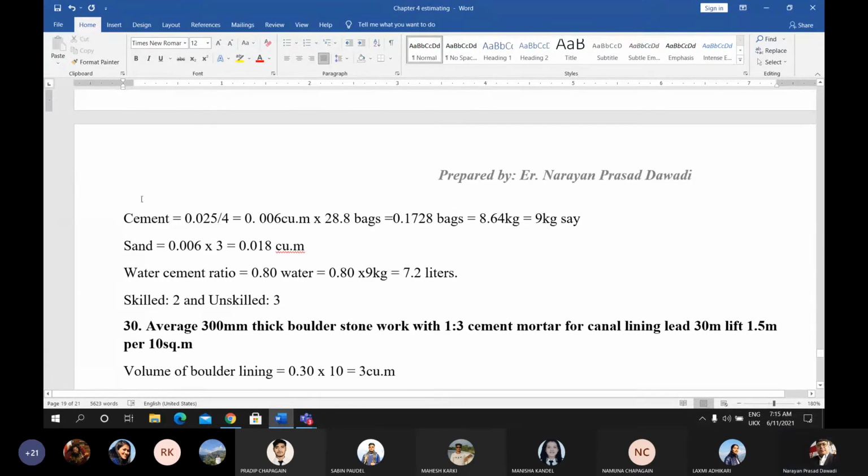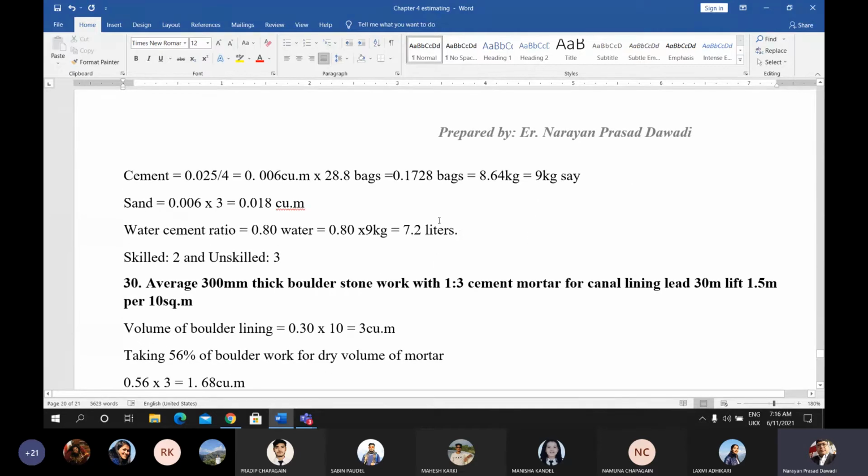B, cement. Cement has 8.6, okay, 9 kg, 0.1728 bags into 50. I will get it in terms of kg, 9 kg of cement, and the cost of cement is 14 per kg. You will get the cost of cement. Now the sand: sand is 0.018 cubic meter, and the rate of sand is 3000 per cubic meter. Now water, 7.2 liters at 0.25 per liter.